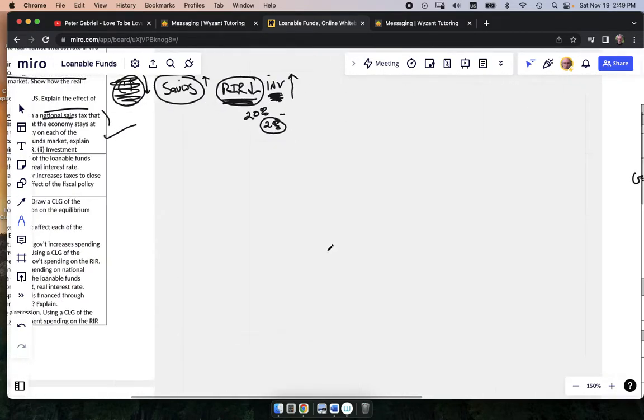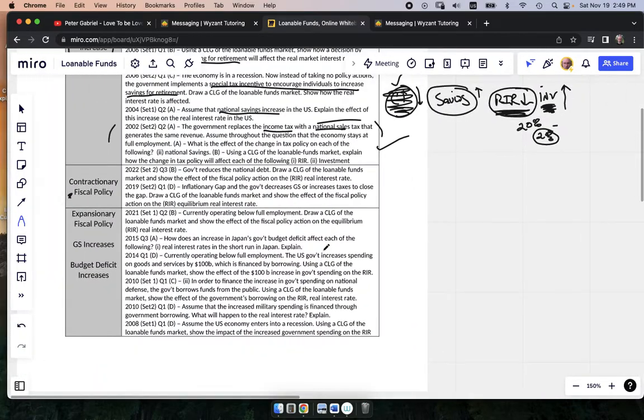Let's look at a couple of these FRQ questions and see how they're tested on the FRQs. Government reduces the national debt. Draw a correctly labeled graph of the loanable funds market and show the effect of fiscal policy. So to reduce the national debt, you should know that government spending needs to go down. If we want the money the government owes to people, they've got to start spending less or increase their taxes. Either one of these would have done, but it's going to do the same thing to our loanable funds graph.